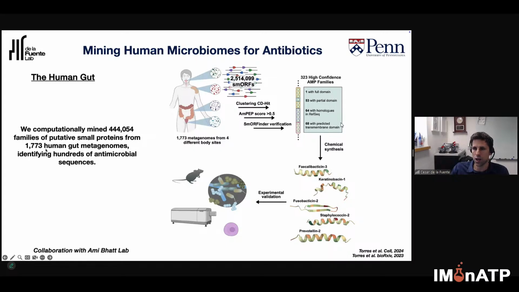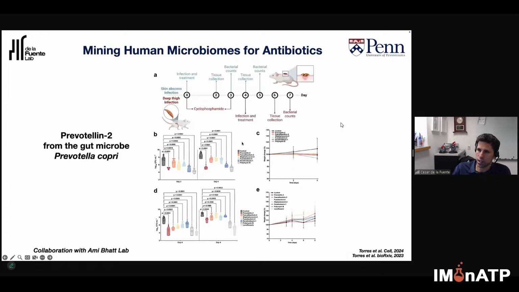So we sampled almost 2,000 human metagenomes, and we identified individual molecules that are produced by individual microbes that they use to kill off the surrounding microbes. And here are some examples of that. We found hundreds of them. And then we tested them in vivo in two different preclinical mouse models, the same ones that I described before: the skin abscess infection model and the diphtheria infection model.